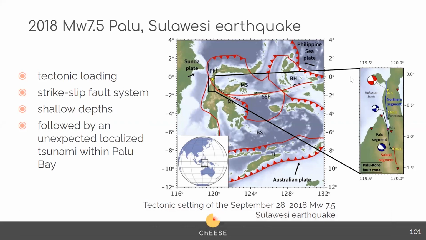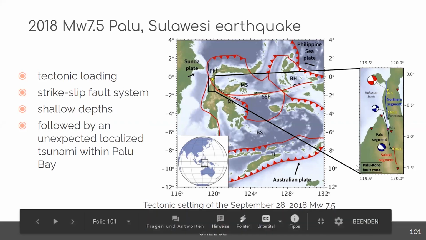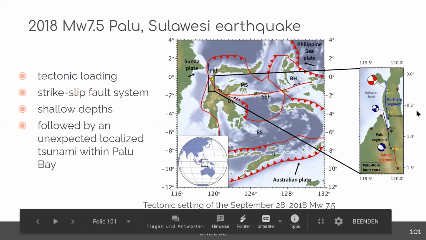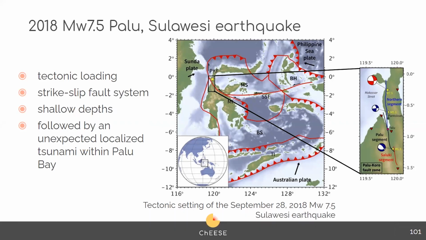Here we have a closer zoom to the fault system. We have a strike-slip fault system with very shallow depth where the earthquake occurred. And this earthquake was followed by a huge tsunami, which was very unexpected because normally in strike-slip fault systems we would not expect a tsunami, maybe only for subduction zones.